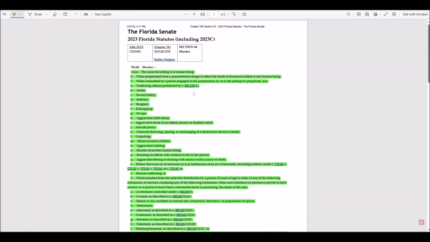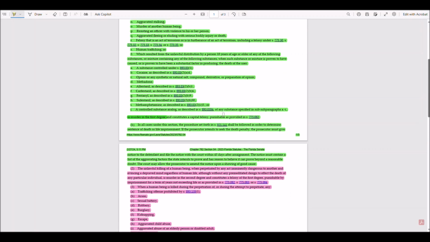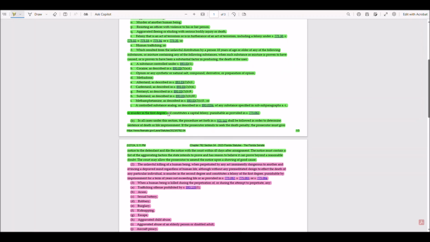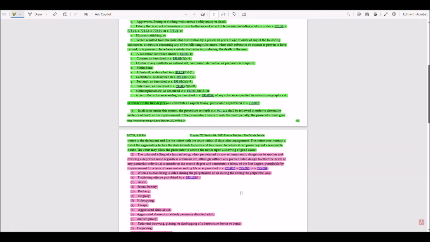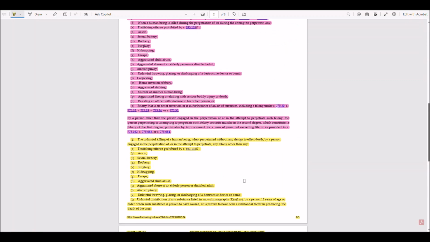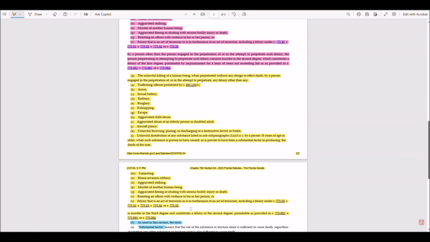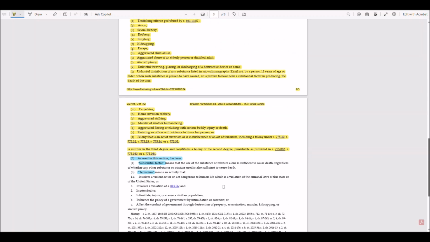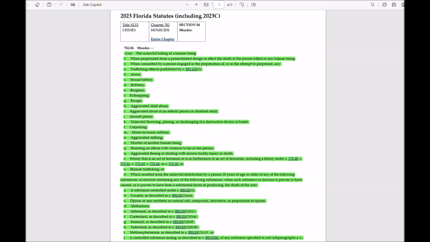Highlighted in green is everything that pertains to first-degree murder. See it right there: murder in the first degree. Highlighted in pink, if we scroll down, we see right here, it says murder in the second degree. Highlighted in yellow, we go down a little bit and it says murder in the third degree. Highlighted in blue, these are just referencing terms that are used. This is a substantial factor, and this one says terrorism.